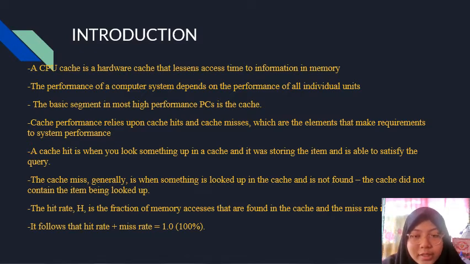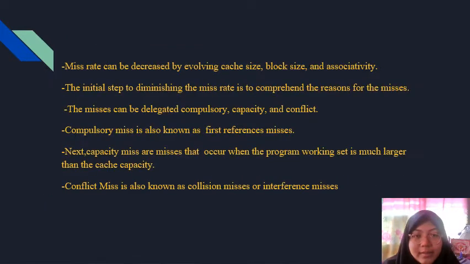The hit rate H is the fraction of memory accesses that are found in the cache, and the miss rate is 1 minus H. The fraction or percentage of accesses that result in a hit is called the hit rate. The fraction or percentage of accesses that result in a miss is called the miss rate. It follows that hit rate plus miss rate equals 1, which is 100%. Miss rate can be decreased by changing cache size, block size, and associativity.